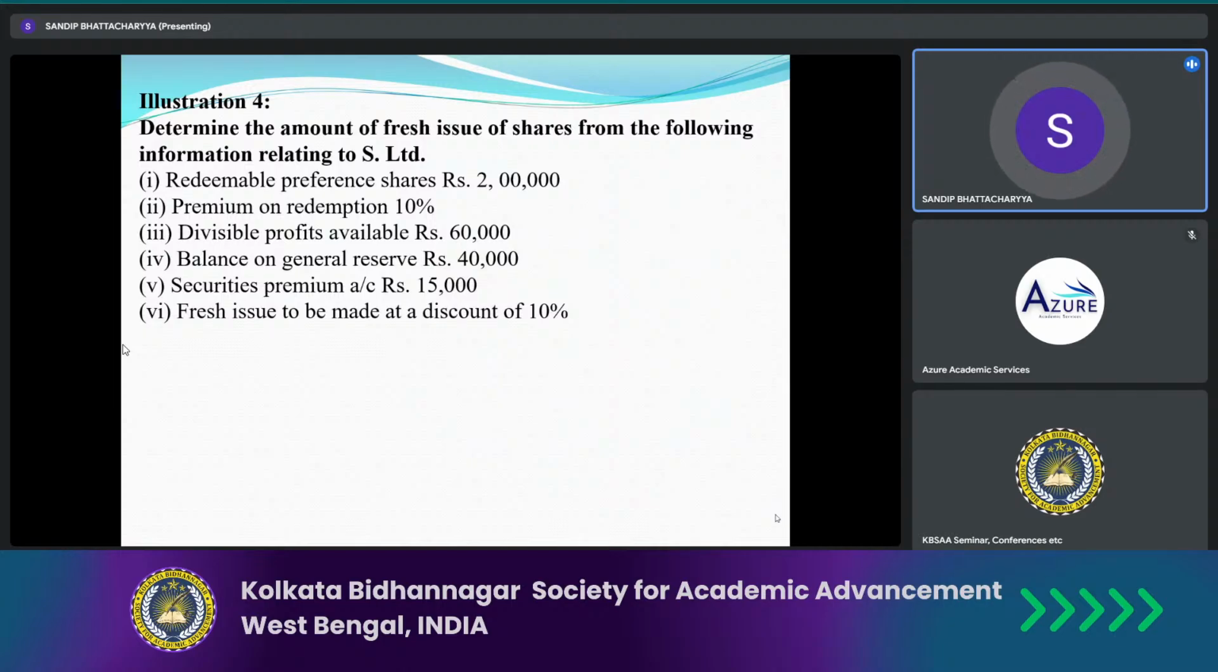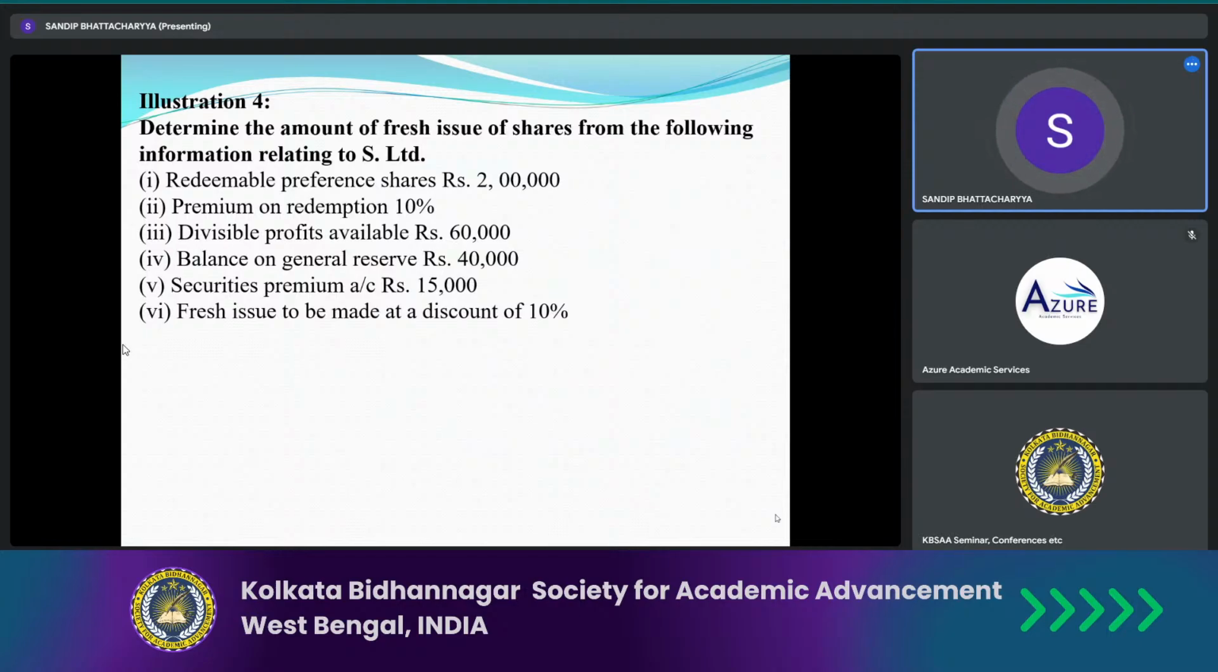the question is, that is the redeemable preference shares of rupees 2 lakh. Premium on redemption is 10%. Divisible profits available is 60,000. Balance on general reserve is rupees 40,000. Securities premium is rupees 15,000. And fresh issue to be made at a discount of 10%.